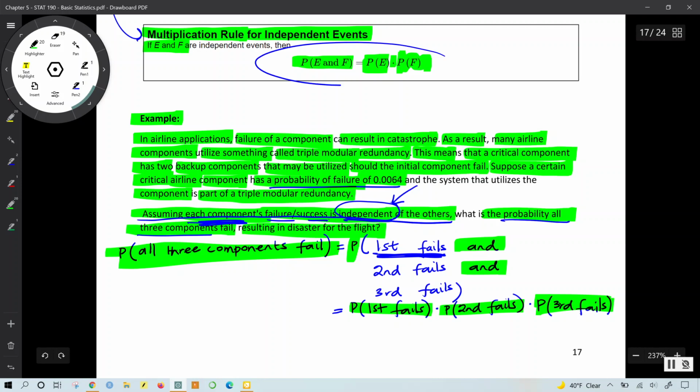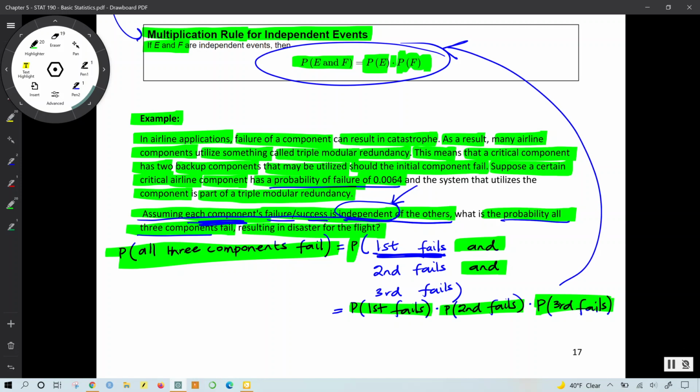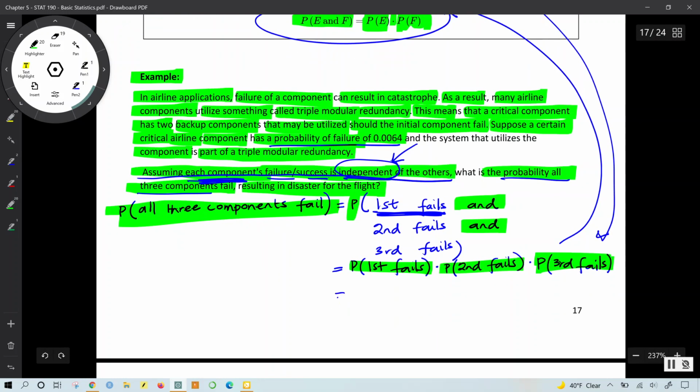So I can apply the independence rule, which is that the probability of E and F is equal to the probability of E multiplied by the probability of F, provided that events E and F are independent events. So we continue here. The probability of the first failing was provided in the question. The probability of failure is 0.0064.